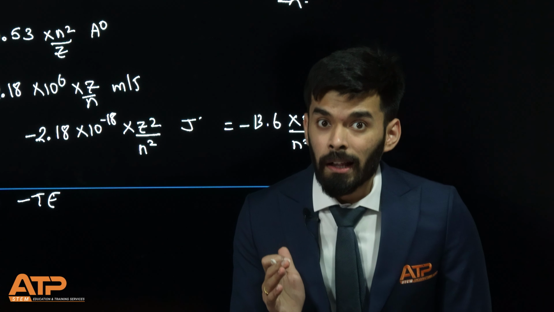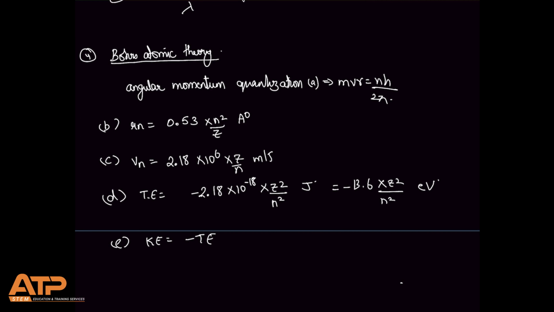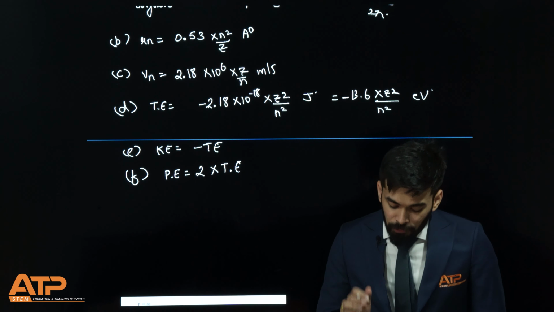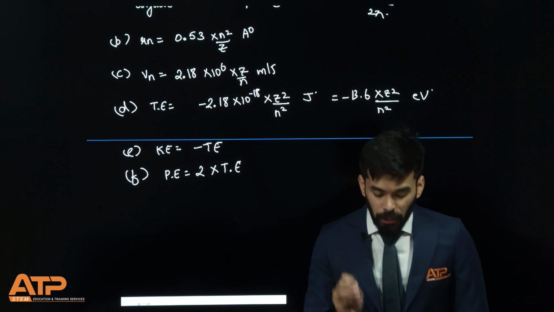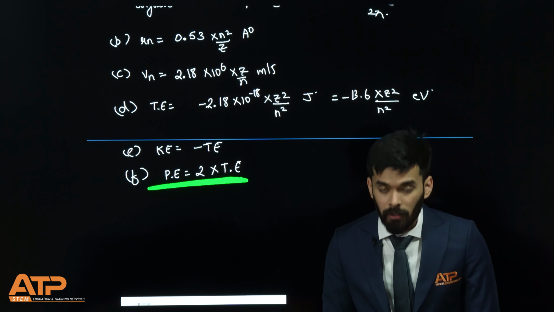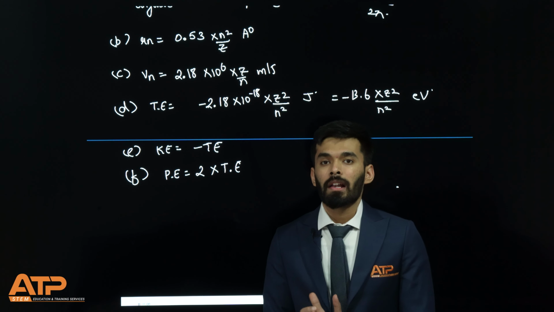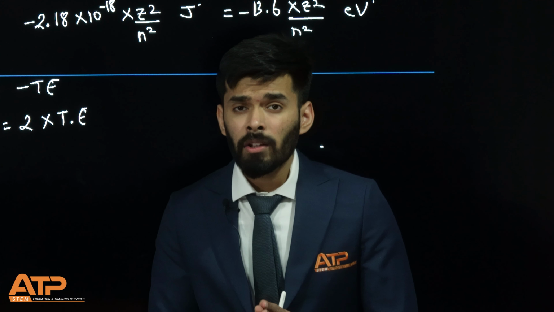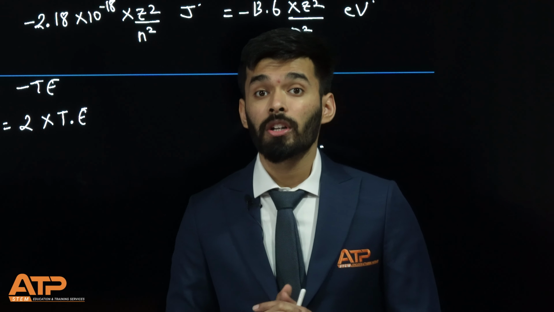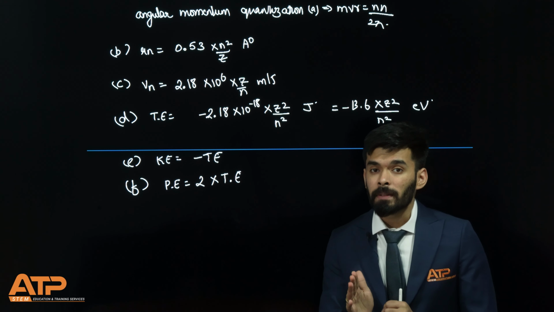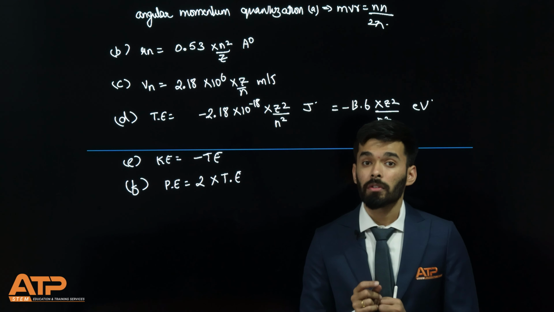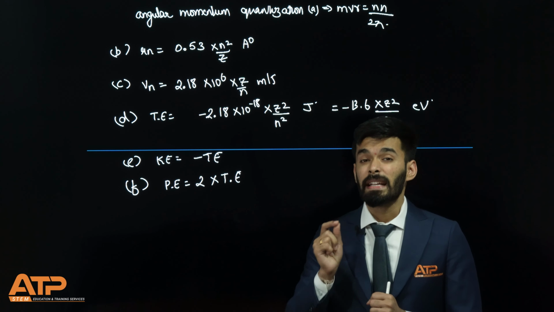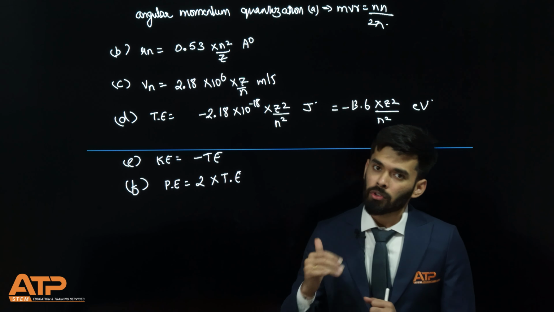Now if we want to calculate kinetic energy of electron, we can use this formula. Kinetic energy is equal to minus of total energy. And potential energy is equal to twice of total energy, so we can also calculate potential energy of the electron. Please remember, while applying these formulas, one point is very important. It is valid only for those species which have just one electron. For example, hydrogen, helium plus, lithium 2 plus, and so on.